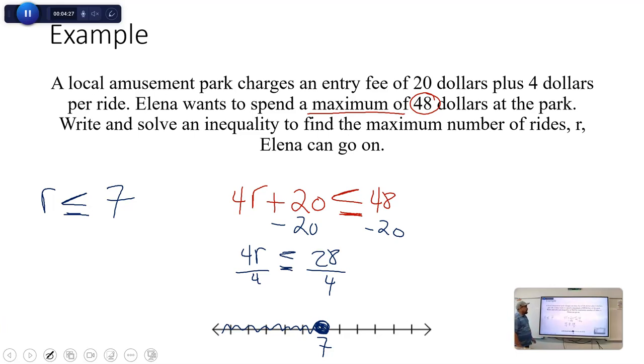Okay, so I found the maximum. I found some other given information, like it's $20 to get in and it was $4 per ride. Whenever you usually see this per ride or per pound, that's usually something that's going to connect to your variable.